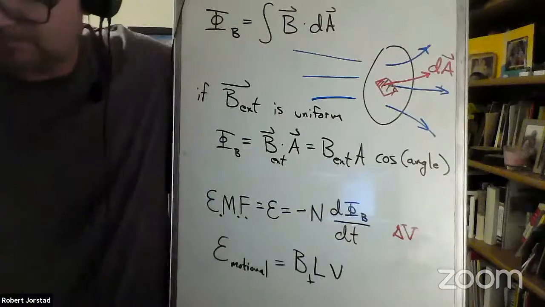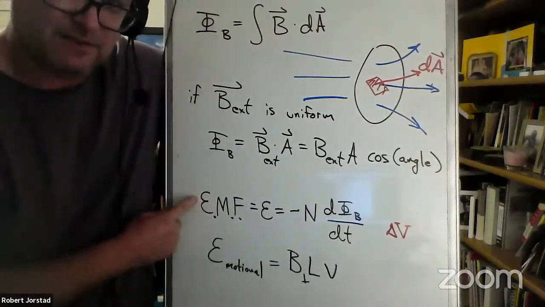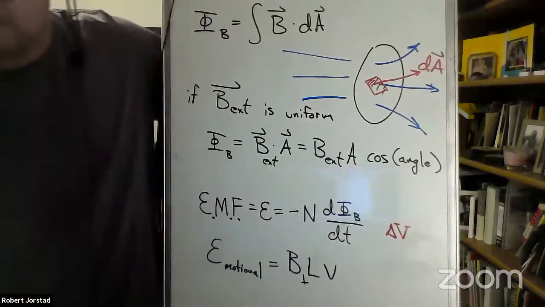Is that good? Yep. Thank you. Okay. Other questions? That was a good one. So this is actually the potential difference across the rod, or the potential difference across that loop.